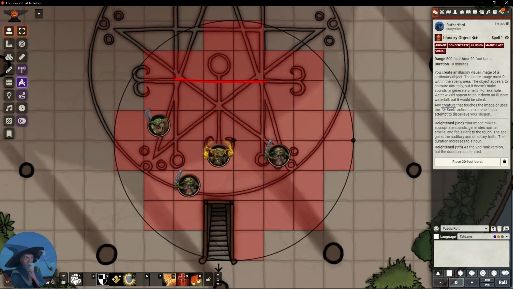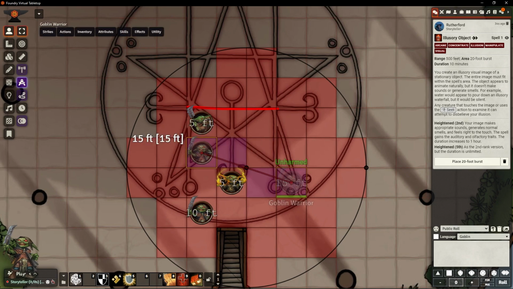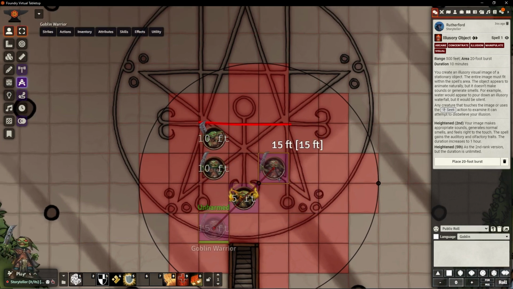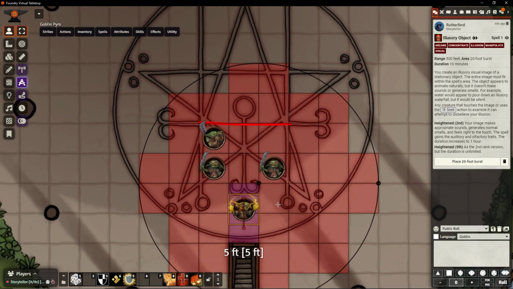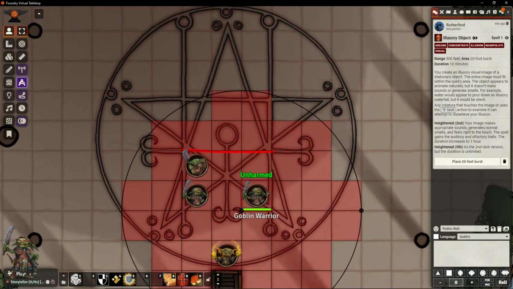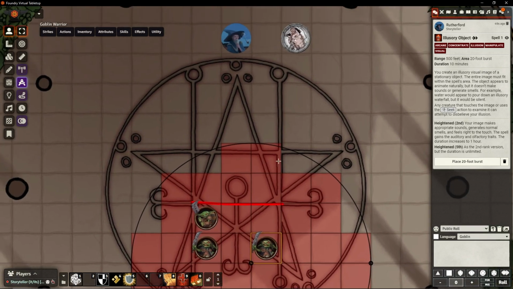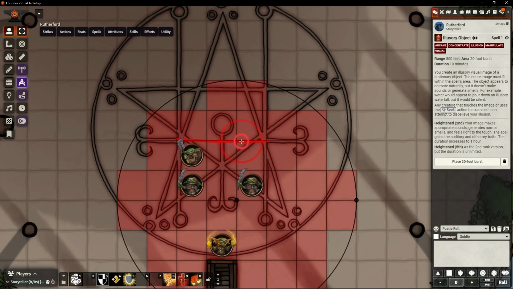Illusory object also provides that any creature that touches the image or uses the seek action to examine it can attempt to disbelieve it. So, we're going to have the Goblin Commando here walk over, get some help from this Goblin Warrior, and some other help from this second Goblin Warrior, as the Pyro is just going to look over. This Goblin Warrior is going to attempt to demonstrate that you cannot walk through illusions, even if you know they're an illusion, as Rutherford will inform all of them that this is, in fact, an illusion. He has cast an illusory spell. It's going to remain there.